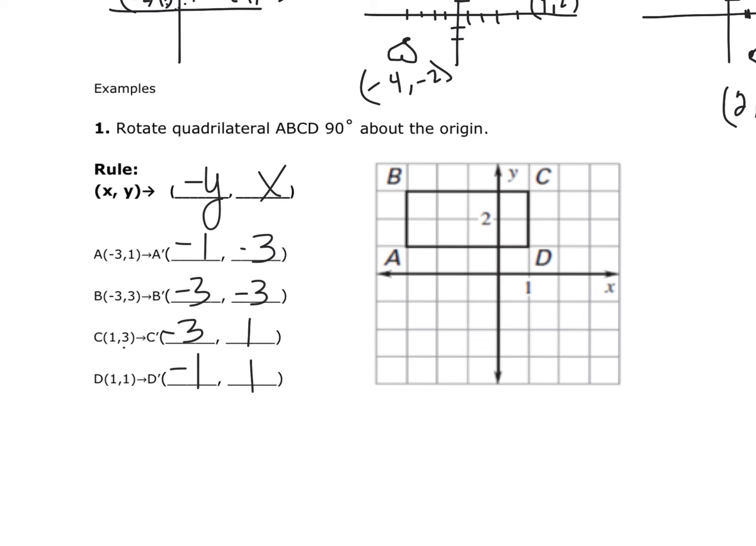I have (-1, -3). So this is A prime. (-3, -3). This is B prime. I put the A prime in the wrong place. It should have been at (-1, -3). Okay, I thought that would look weird. Anyway, 1, 2, 3, (-3, 1), that's C prime. And (-1, 1), D prime. All right.